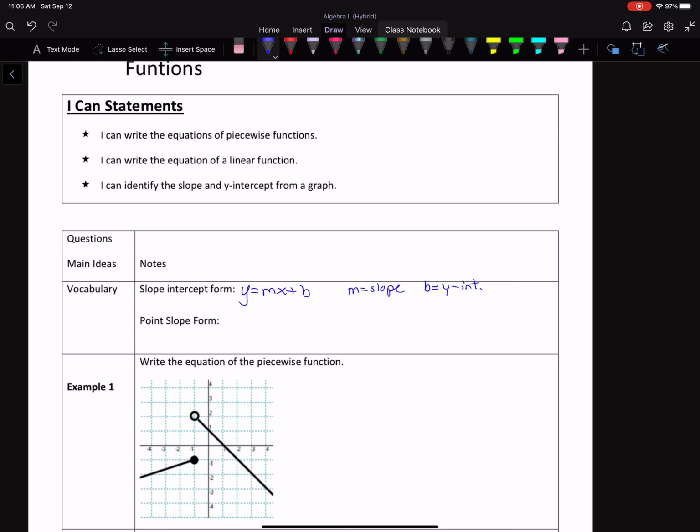Point-slope form, maybe just a little bit more useful, is y minus y1 equals m times x minus x1, where m again is your slope and (x1, y1) is any point on the line.